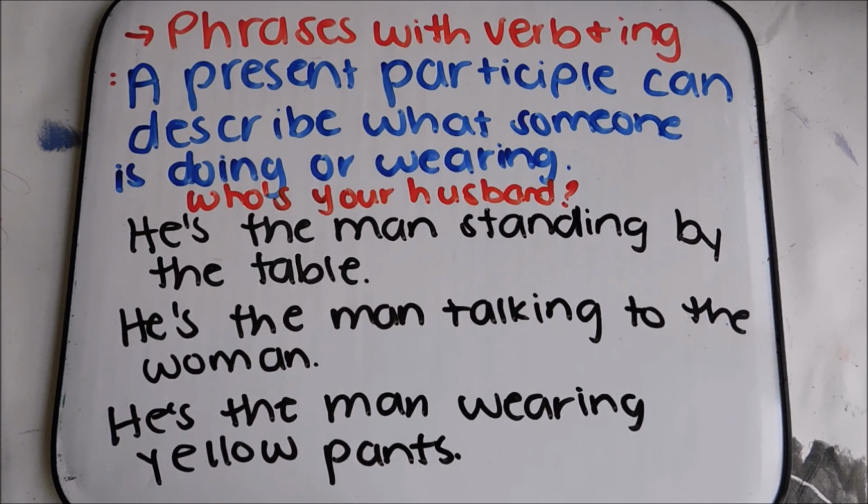doing or wearing. For example, if we're at a party and I ask, "Who's your husband?" or "Who is your husband?" you're going to tell me what he's doing so I can identify him. And you can say, for example, "He's the man standing by the table." So then I look at the table, I see the man standing there, and I know that that is your husband. Or you can say, "He's the man talking to the woman."